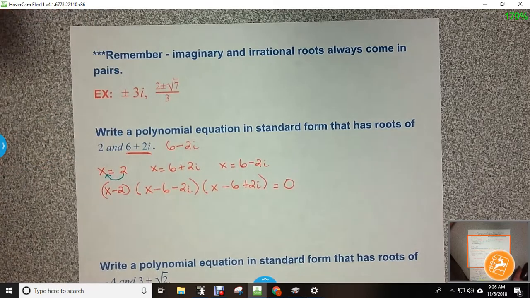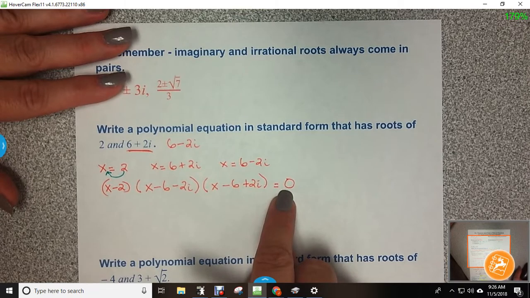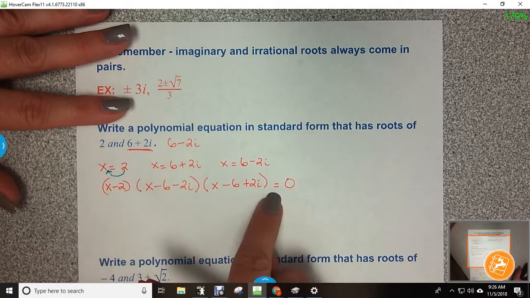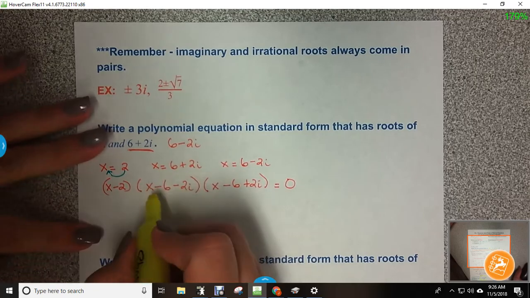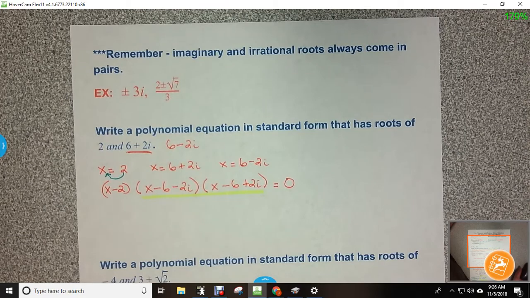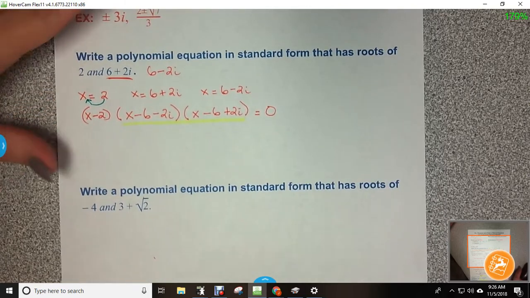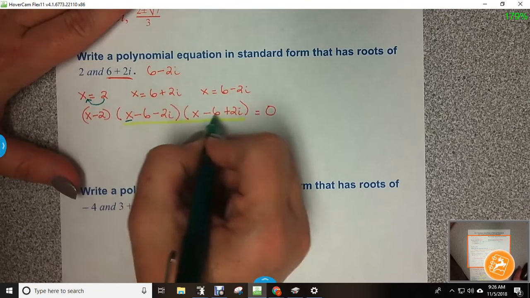Now, in order for this to be an equation, it's got to equal something. So it either equals 0, or it equals p of x, or f of x, or y. It has to equal something. And now we've got to multiply these back together. So I would start with these. Okay, it's a little bit more work, but it will get rid of my imaginary parts of this problem. So I'm going to start out multiplying this x times everything over here.